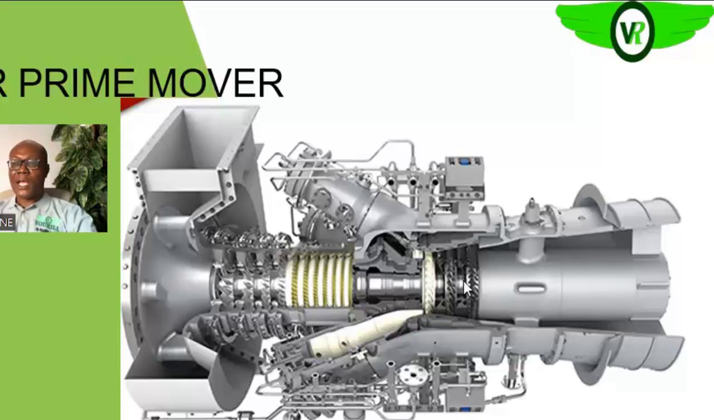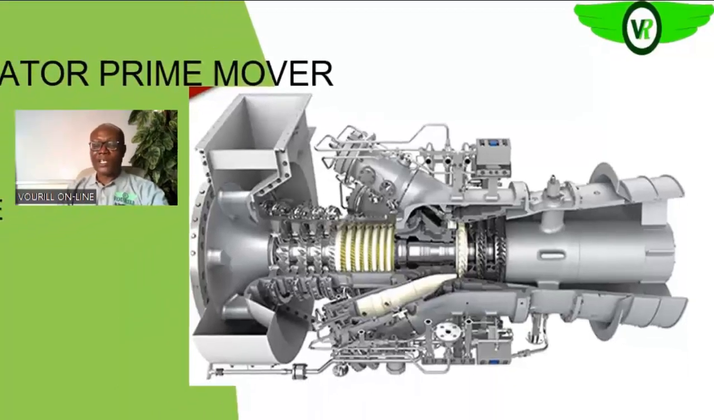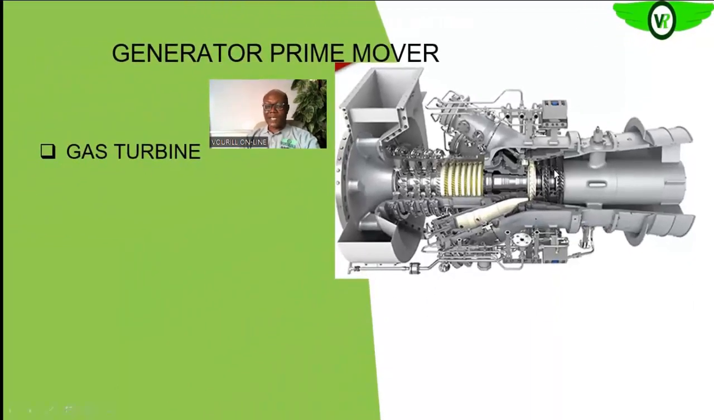And then once the energy is extracted from the combustion product, the product with less energy will now be exhausted through the exhaust of the turbine. So now you will see that what we have succeeded in doing is the conversion of the chemical energy that is contained in the fuel into rotating mechanical energy.